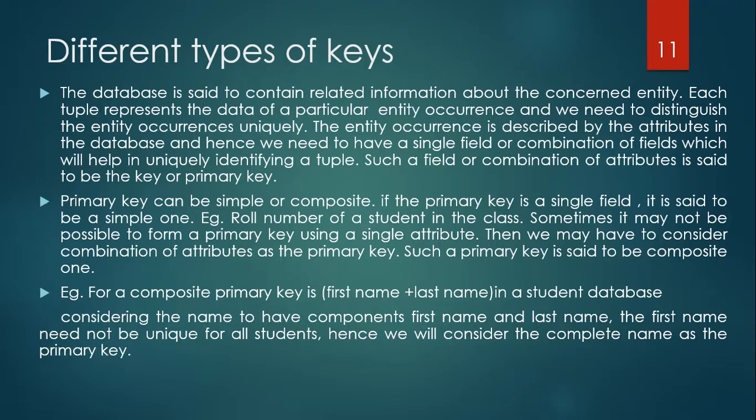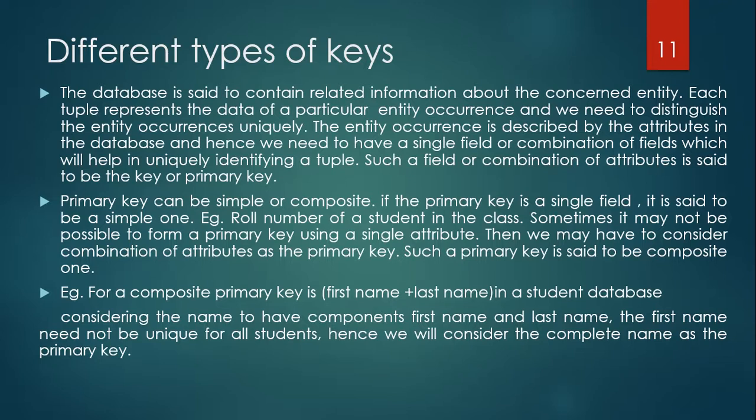The entity occurrence is described by the attributes in the database, and hence we need to have a single field. Always, a single field is the best. Sometimes we cannot identify a unique entity occurrence using a single field. In that case we will consider a combination of fields which will help in uniquely identifying a tuple.